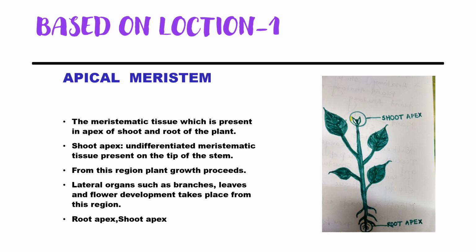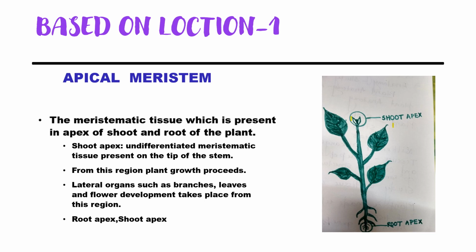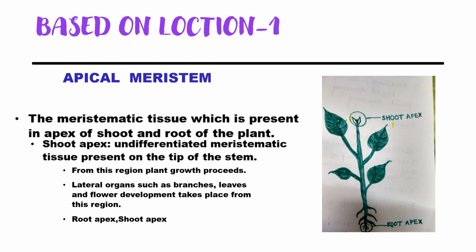The undifferentiated meristematic cells which are present in the apex of the root are called the root apex or root apical meristem. The undifferentiated mass of meristem which is present in the tip of the shoot is called the shoot apex. From here all other plant growth proceeds. Lateral organs like branches, leaves, and flower development, everything takes place from this region. So we'll read in detail about this root and shoot apex.